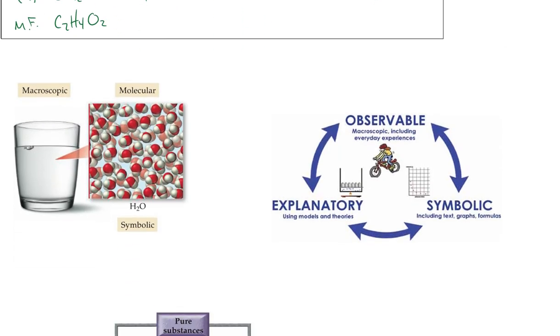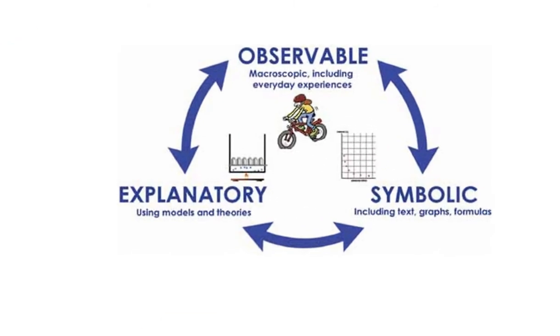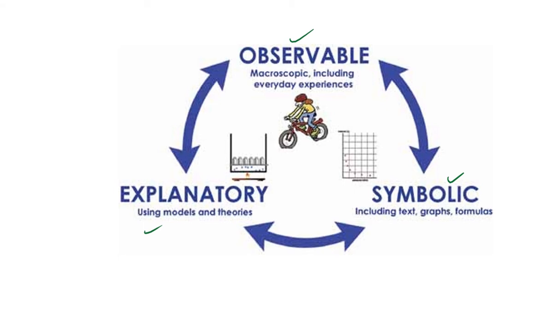Next thing I want to look at here are a few different ways that we can observe matter. We can observe matter on a macroscopic level. This is water. We can observe it on a molecular level, or we can observe it on a symbolic level. And part of what we're working on here is being able to fluently move between those three. I think another example of that is shown in this graphic here, where we have observable descriptors, that is macroscopic or everyday experiences, which we can then write in symbolic form, including text, graphs, or formulas, or use some models or theories to explain what we're seeing. I think, again, being able to describe things in three different forms is valuable here.